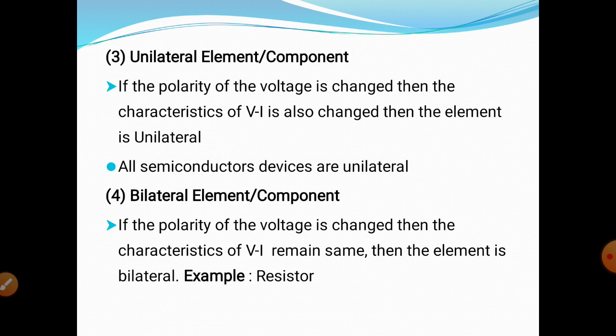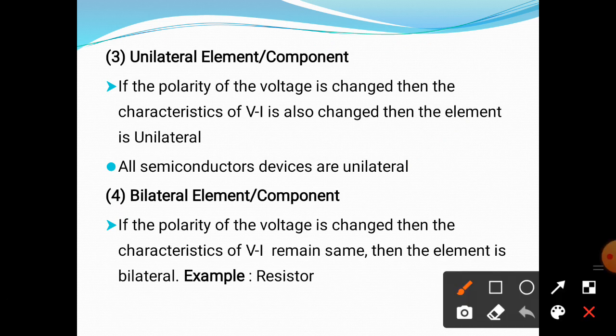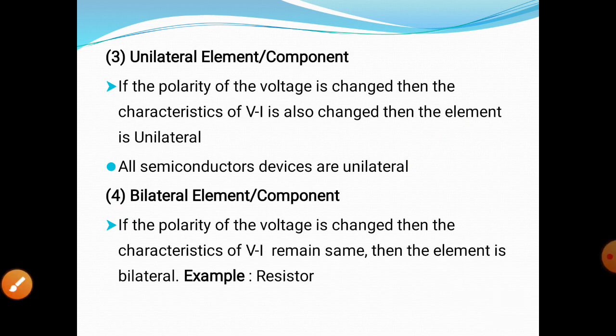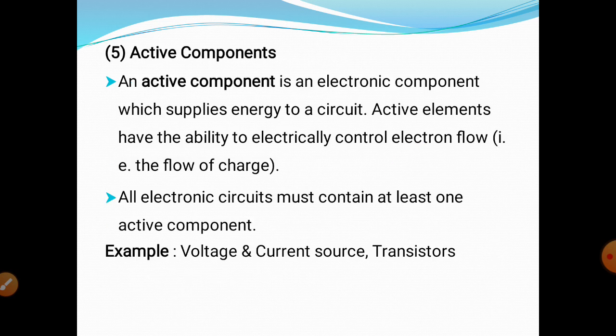And next one is the bilateral element or component. A bilateral element is one where, if the polarity of the voltage is changed, the characteristic of VI remains the same. That means there is no change in the voltage and current characteristics, and it is called a bilateral element. An example is resistance. And next one is the active element, another one is the passive element.